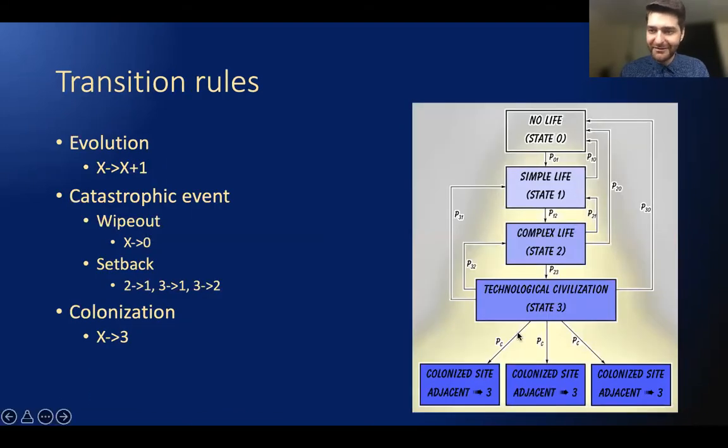So how we're going to play this game? We have these transition rules. That's where the automata part comes into play. We have evolution. So if there is no life, life can emerge there by accident or some divine intervention, but molecules can get assembled in such a way that you get some sort of bacteria. And we will have some probability of that happening on uninhabited planets.